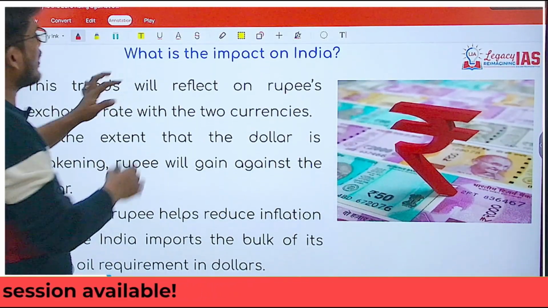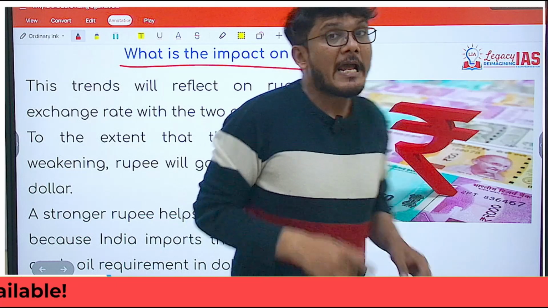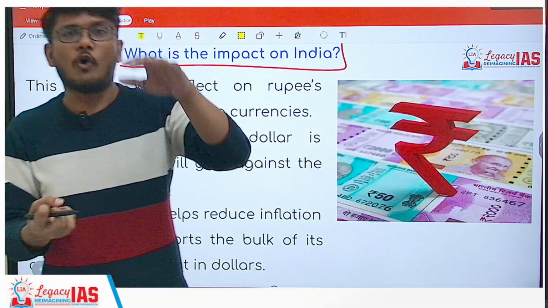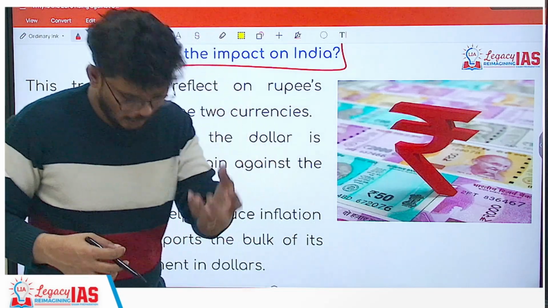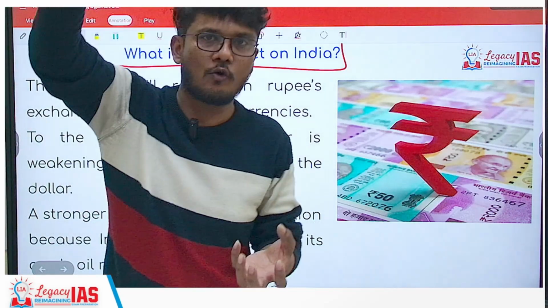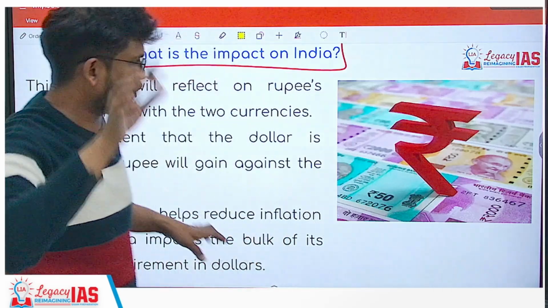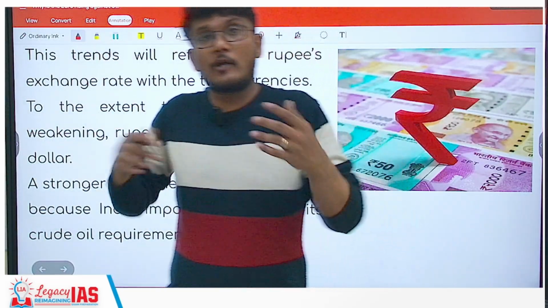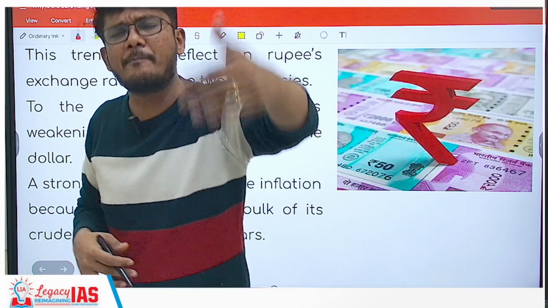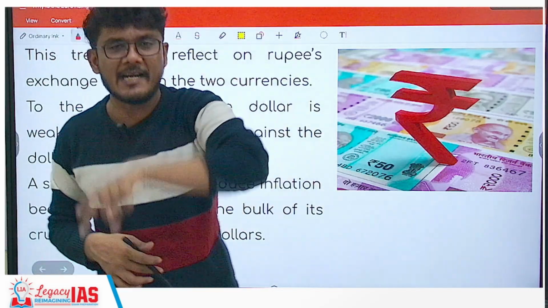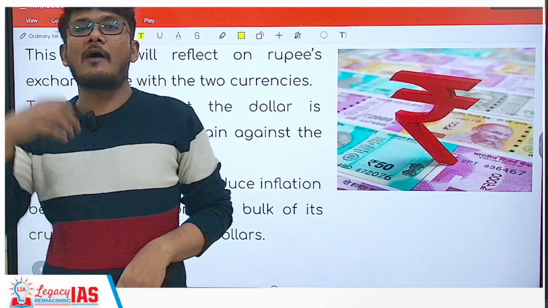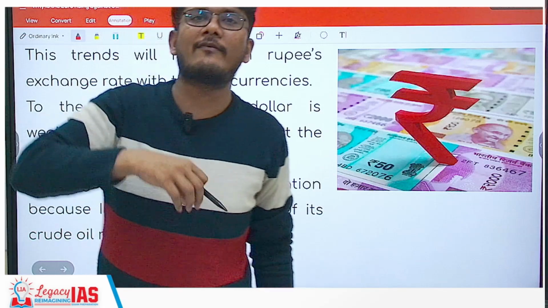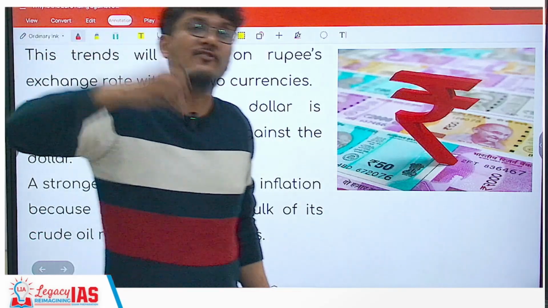Now finally, what is the impact on India if this trend continues? If the dollar starts weakening against the euro, that means the dollar is weakening with respect to the Indian rupee also. If that happens, it will help reduce inflation in India, because we basically import a huge amount of crude oil in dollars. So if the dollar is cheaper, our import bill will be less, the cost required to import crude oil will be less, as a result of which things will be cheaper in India.